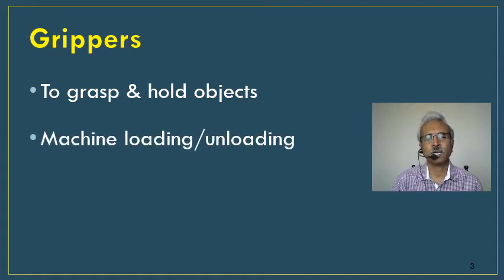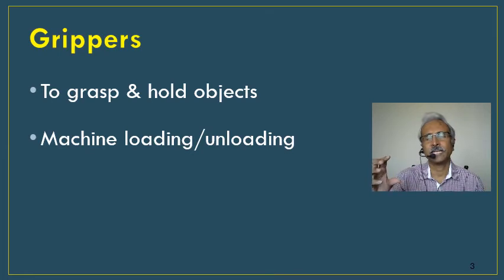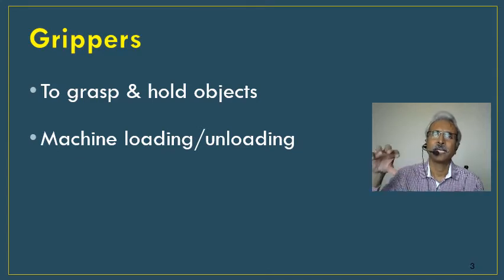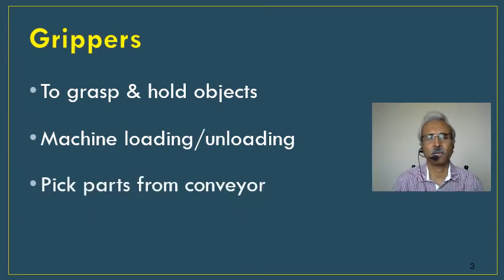Next is machine loading and unloading. Once the robot grasps an object, it has to take it to a machine. If it is a raw material or an unfinished part, it has to load it onto the machine. And when the machining has been completed, it removes or unloads the finished component from the machine. So this is another purpose of a gripper.